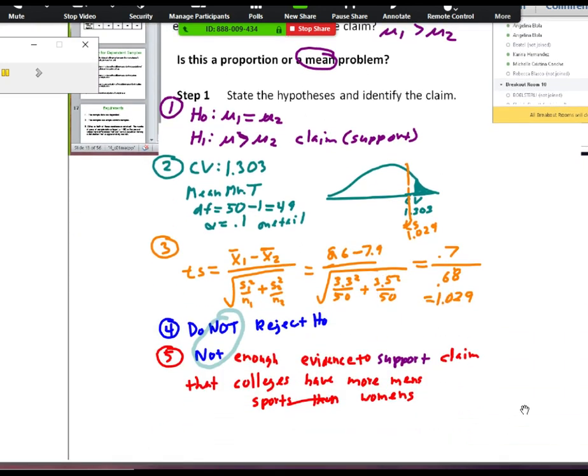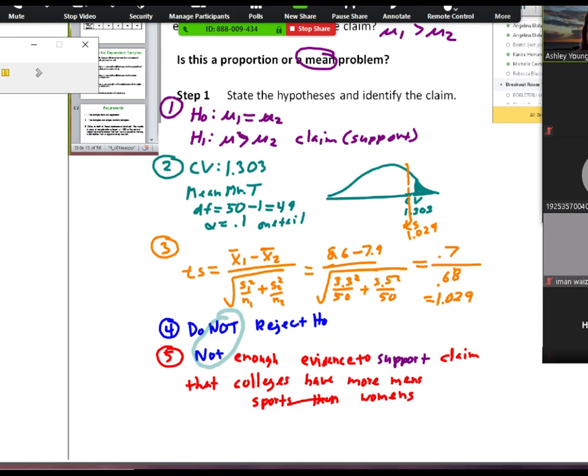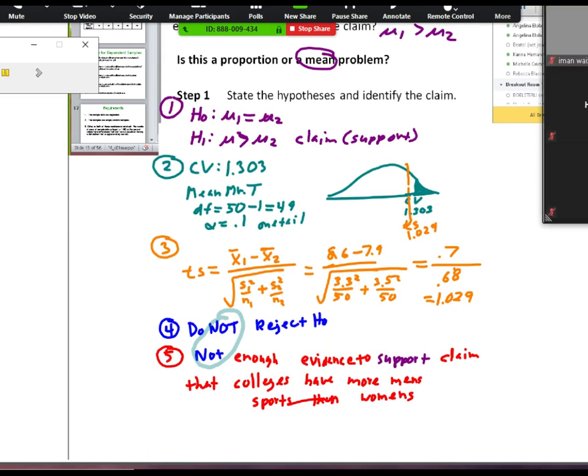And you will have at least one on your exam that will have H naught as the claim. So I have to give you at least one of those to see if you know how to handle that one. So here, there's not enough evidence to support the claim that colleges have more men's sports than women's. Something along those lines. You guys have any questions about that at all?